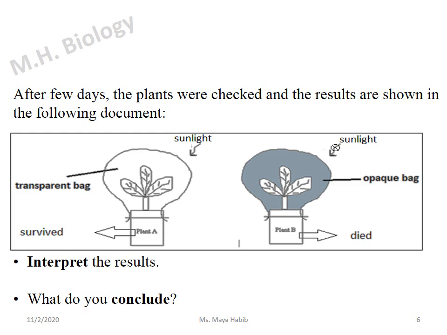First, we have to find out the relation between the variable factor and the results. In the presence of light, plant A survived, but plant B died in the absence of light. This is a proof that light is essential for plant survival. Moreover, we have seen that photosynthesis and plant survival are linked, meaning that, if the plant is not able to undergo photosynthesis, it would die.